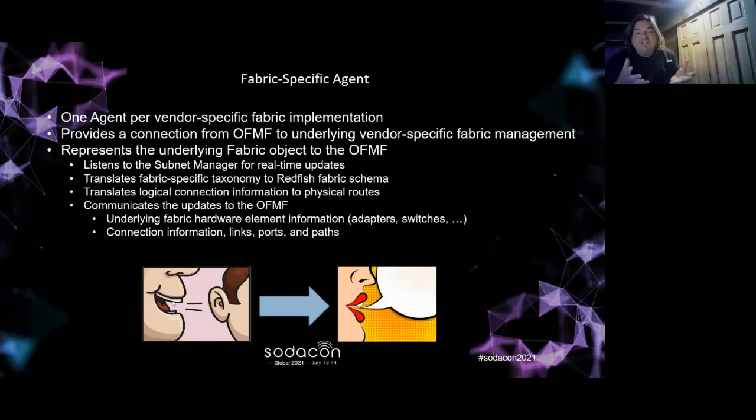The agent, essentially, is a translator. It listens for real-time updates from the fabric and fabric management tools for changes to the fabric. It then uses a Redfish interface to update the Open Fabrics Management Framework about what's going on with its fabric, such as fabric hardware element changes, connection information changes, and links, ports, and paths coming and going or changing. And it uses a common fabrics taxonomy.